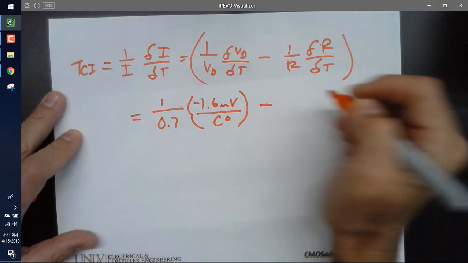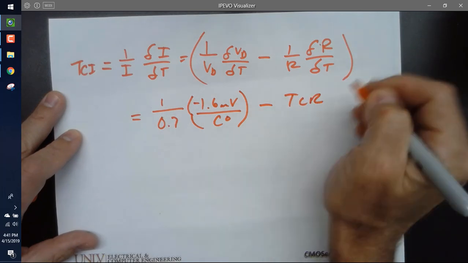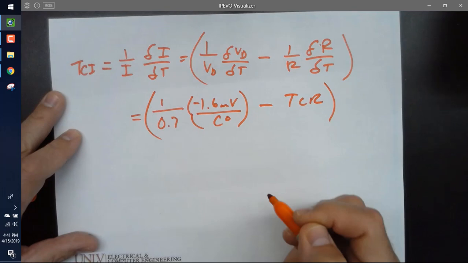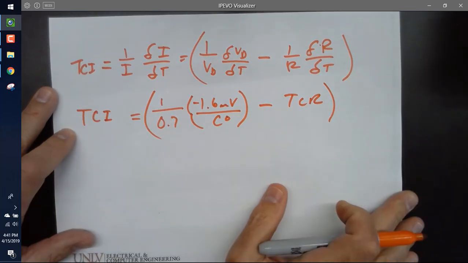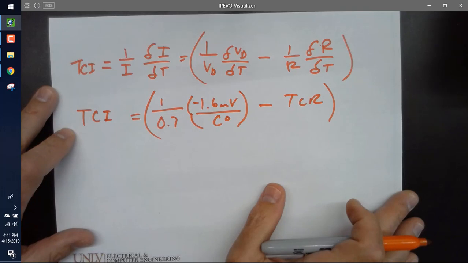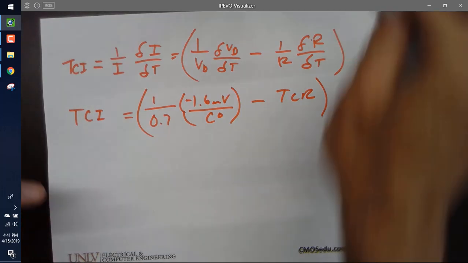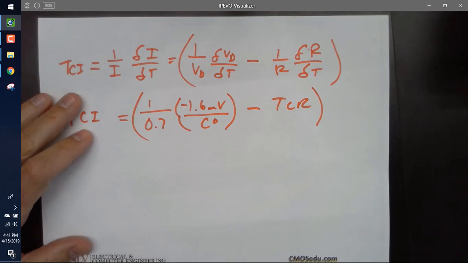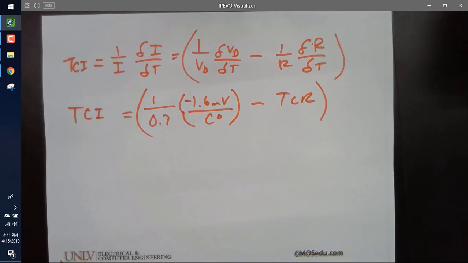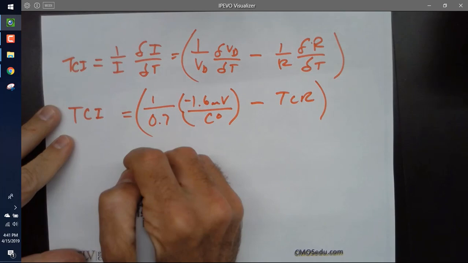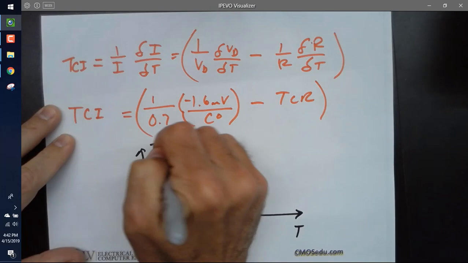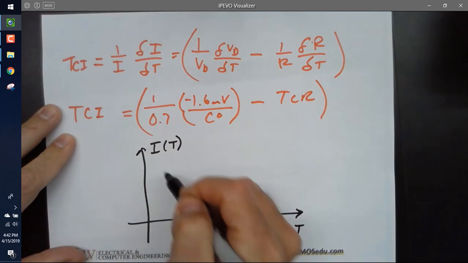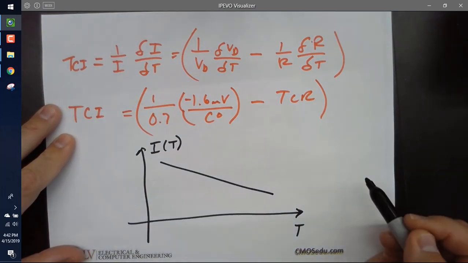Minus, and then whatever the temperature coefficient of the resistor is. Okay, so if I look at this, what can you tell me about the polarity of the temperature coefficient of the current? It's negative. So if I plot the temperature versus I of T, I get a curve that looks like this.